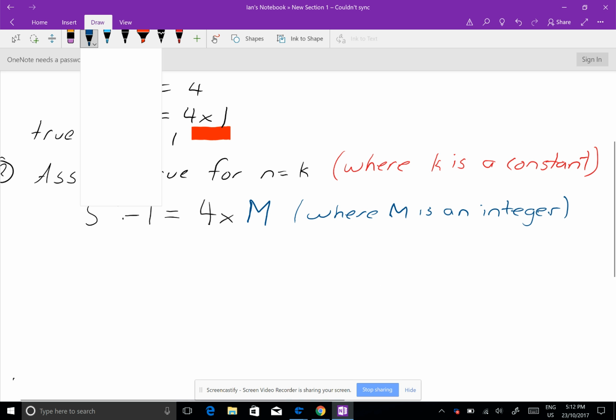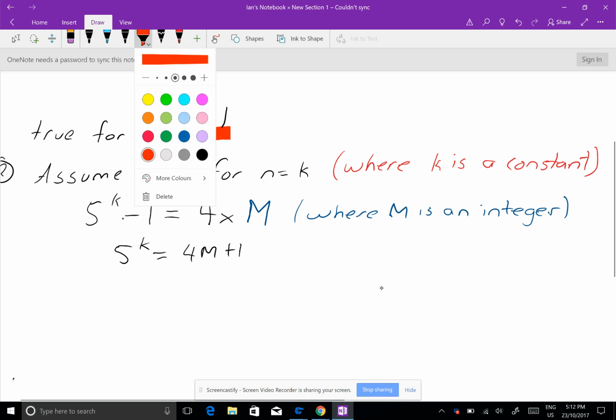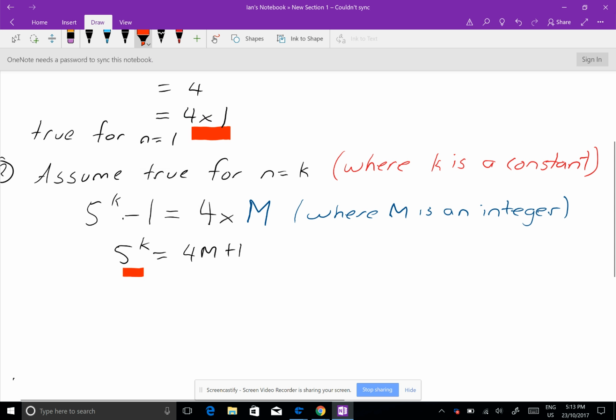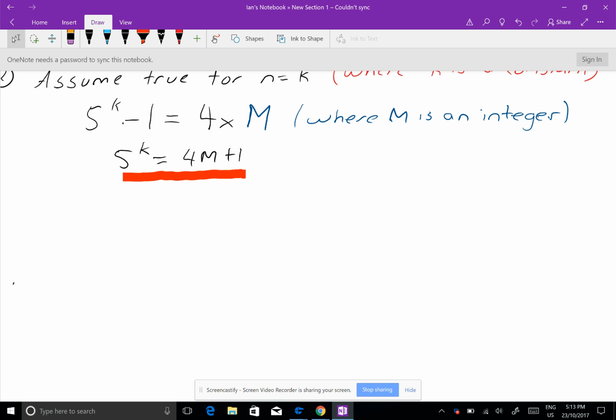And I'm going to do another little step here. I'm going to add that one over. So 5 to the k equals 4m plus 1. And that's going to become important because what we're going to do is sub that in for 5 to the k.